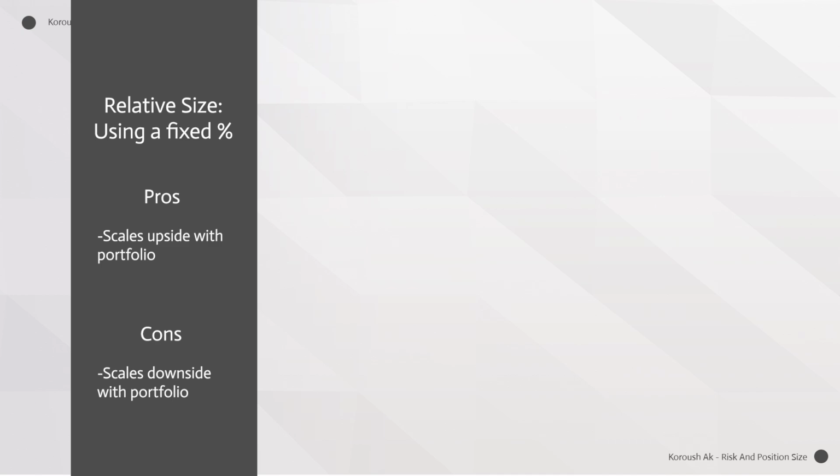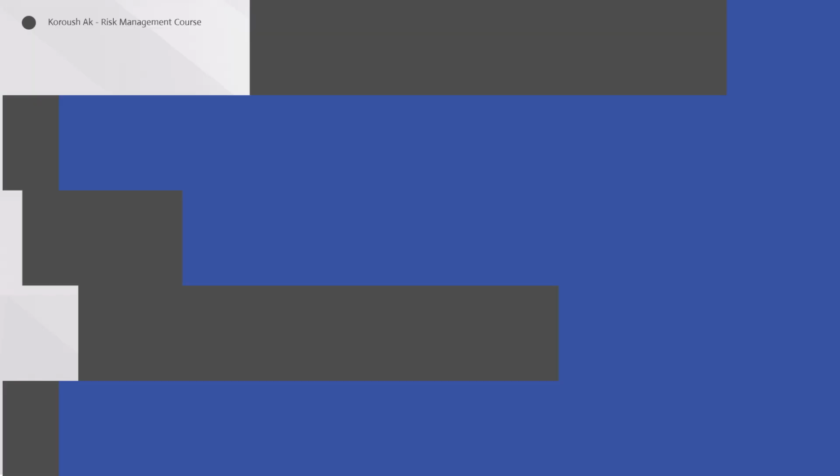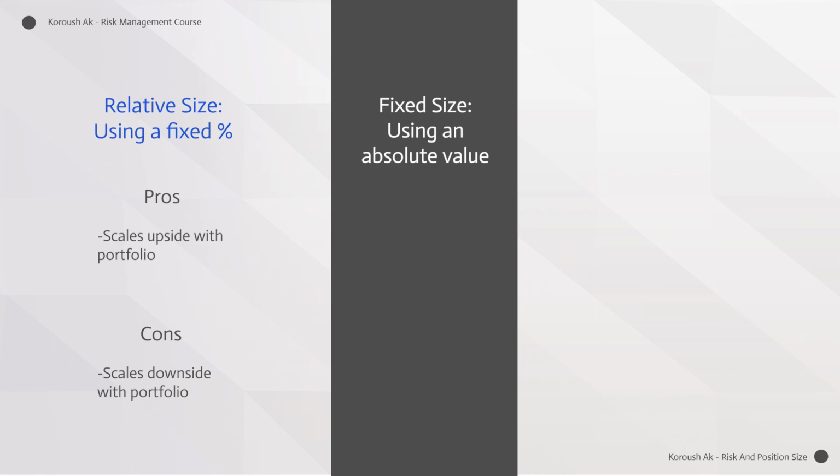There's another method that is often overlooked by traders, and this is using fixed size. Because traders like the idea of compound percentages, the way that percentages build upon each other, they tend to overlook using fixed size. Using an absolute value, that means you pick any whole number and not a percentage and use that consistently, has its pros. And the biggest pro that comes with this is that as your portfolio grows, your downside gets limited significantly.